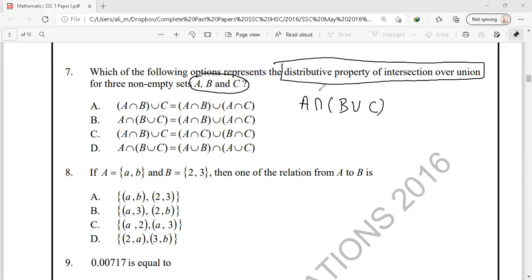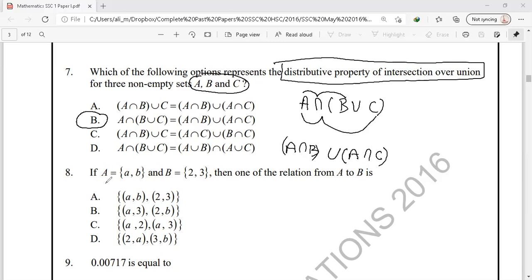In this property, A is intersected with B, so we will get A intersection B, and A will be intersected with C, so we will get A intersection C. These two results would be unioned with each other. This property is known as the distribution of intersection over union. So let's mark the correct answer, that is option B.